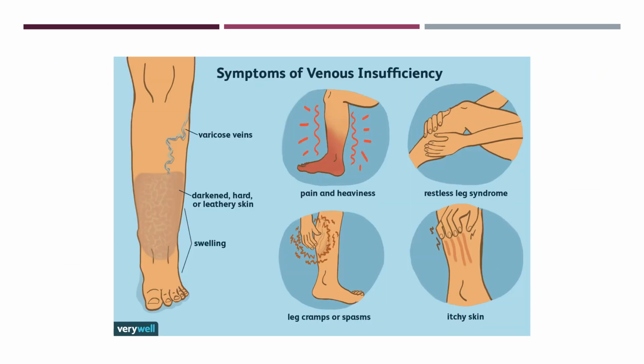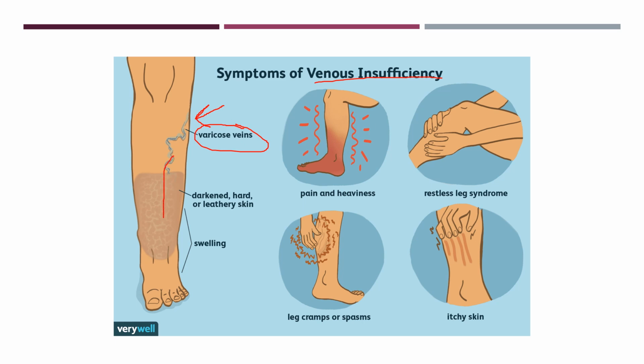Let's talk about some of the symptoms of venous insufficiency. Something that you may have already discussed in your pathology class are the signs and symptoms of this. Here we see our varicose veins over on the side. That means that there's damage to that vein, and it's probably allowing backflow.